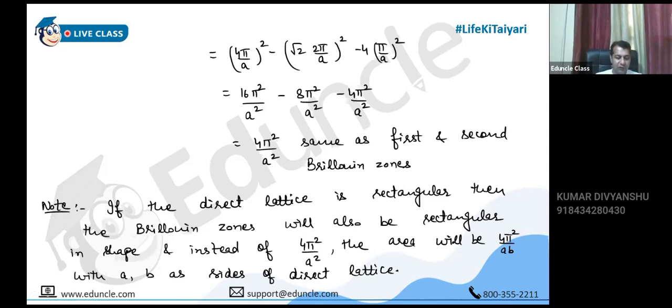Please read this one and tell me if you have any doubt. Because then we would have taken the direct lattice vectors as a vector as a i cap and b vector as b j cap. And then obviously we would have got the reciprocal lattice vectors as 2 pi by a i cap and 2 pi by b j cap. And that would have led us to the rectangular Brillouin zone with sides 2 pi by a and 2 pi by b. And the area would have been 4 pi square by ab. Am I right? Please check, and tell me if you have any doubt.